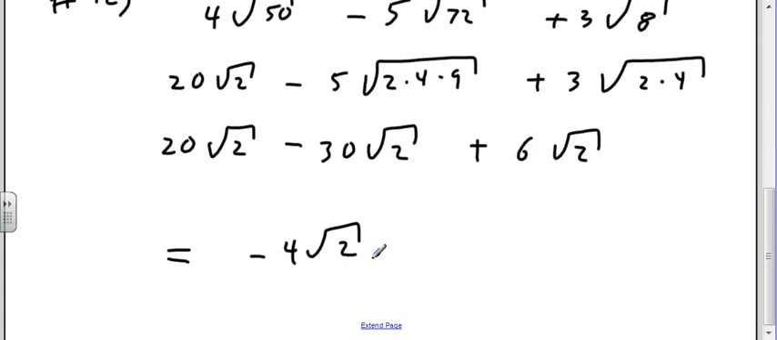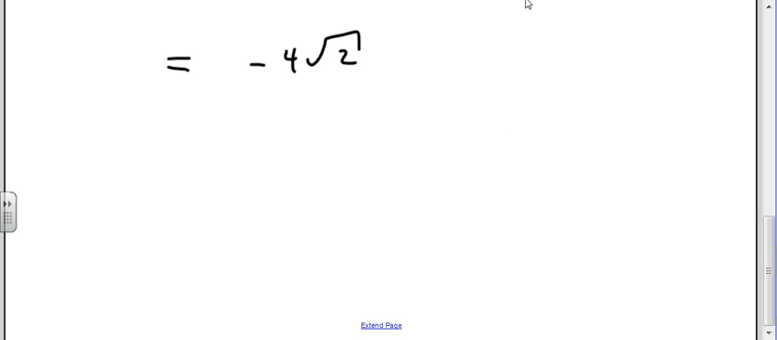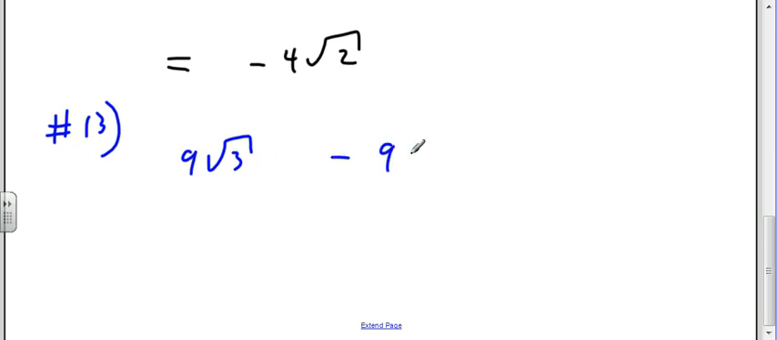Okay, we're going to do 13 next. Number 13. If I would have brought my calculator, I'd just put it in my calculator. So I've got 9 the square root of 3 minus 9 the square root of 48. I have to figure that one out. I can't do it in my head. Plus 5 the square root of 3.